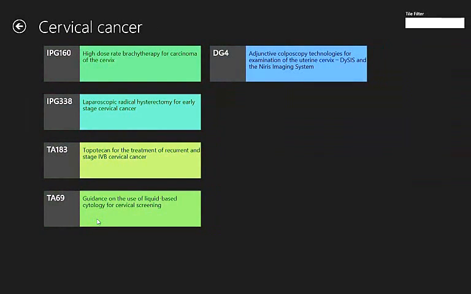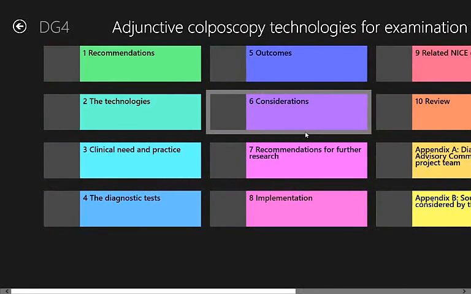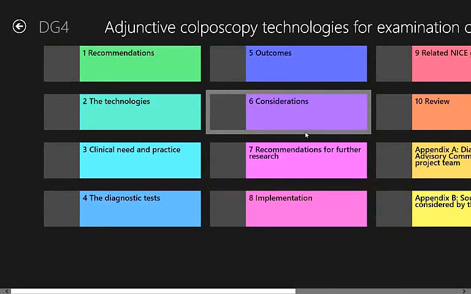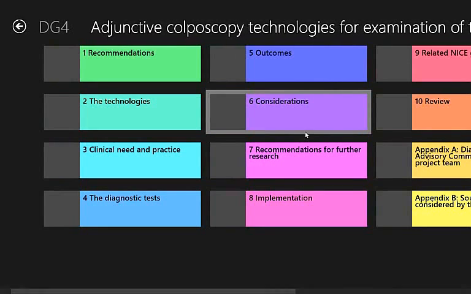So there's a range of 5 different types of guidance, particularly around this type of cancer. And I'm going to drill down into one of those. DG4 looks interesting. So if I click on that tile, you'll see the guidance comes straight up.